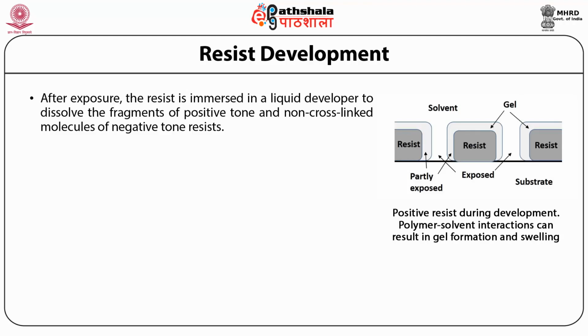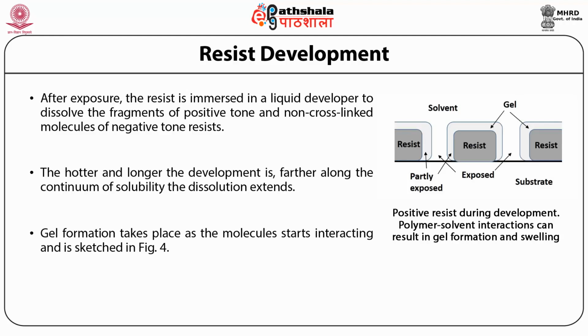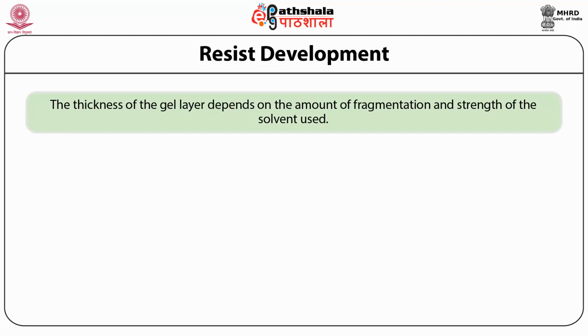Temperature and duration are crucial parameters for resist development. The hotter and longer the development is, the further along the continuum of solubility the dissolution extends. During development, the solvent enters the polymer matrix and starts dissolving the surrounding fragments. Gel formation takes place as the molecules start interacting, and is sketched in figure 4. The thickness of the gel layer depends on the amount of fragmentation and the strength of the solvent used.